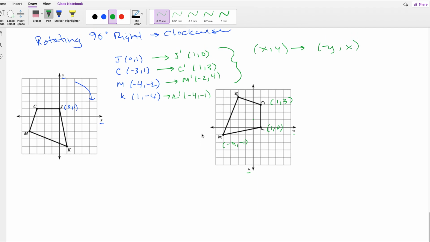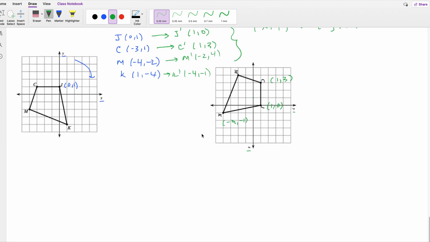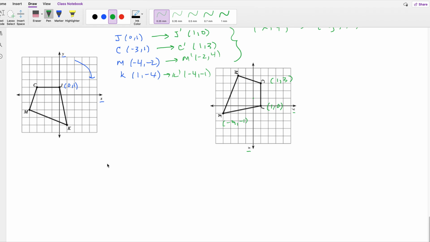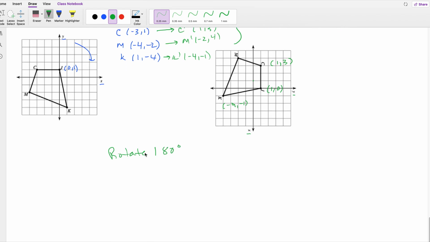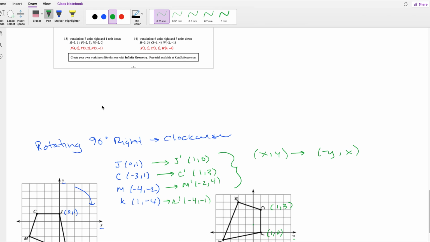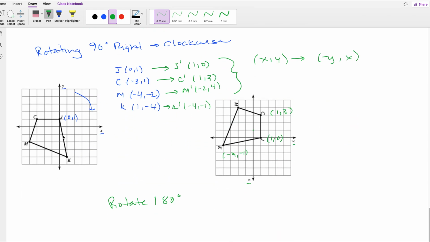So this was a 90-degree clockwise turn. And so that's what happens if we want to rotate 180 degrees. How will that affect the graph? Well, let's go ahead and take this shape again.